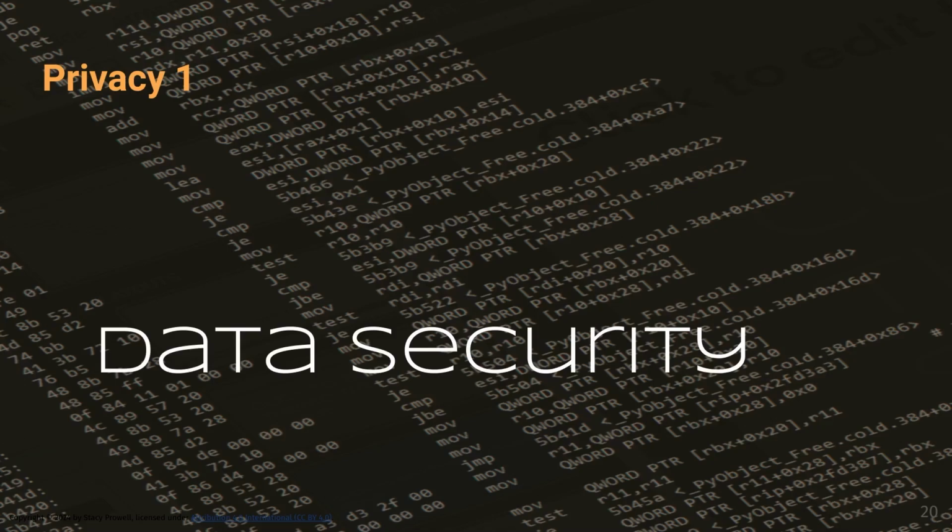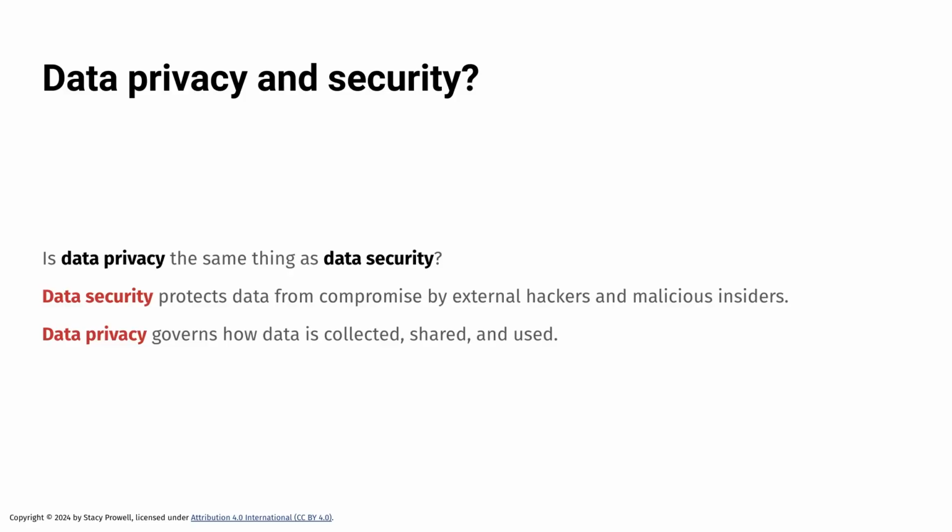All right, let's talk about data security. So data privacy and data security, are these two things the same thing? Well, data security says I'm going to protect your data from compromise by hackers and by malicious insiders. So I'm going to keep your data safe. Data privacy governs the method by which it's collected, shared, and used. Okay? So they're different things. Data security is distinct from data privacy.